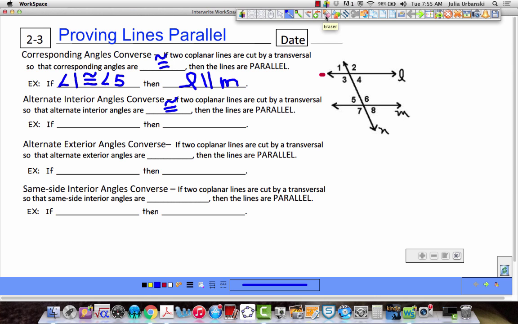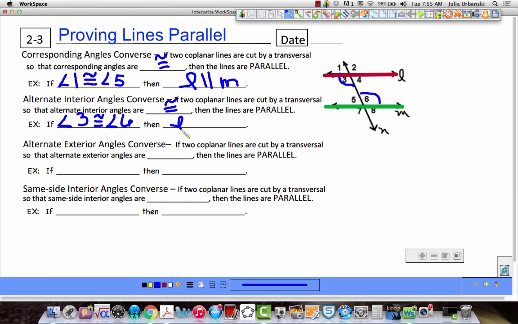So in this picture, name for me two alternate interior angles. 3 and 6. If you find out that angle 3 is congruent to angle 6, then name for me two lines that have to be parallel. One line goes through 3 and one line goes through 6. M is parallel to which line? L. Good. The transversal doesn't count because the transversal cuts through both of them. So again, L is parallel to M.